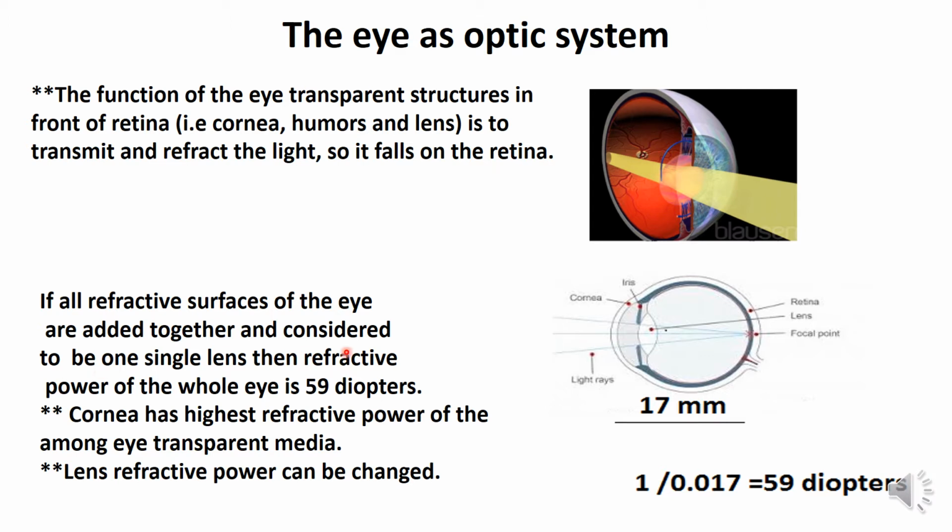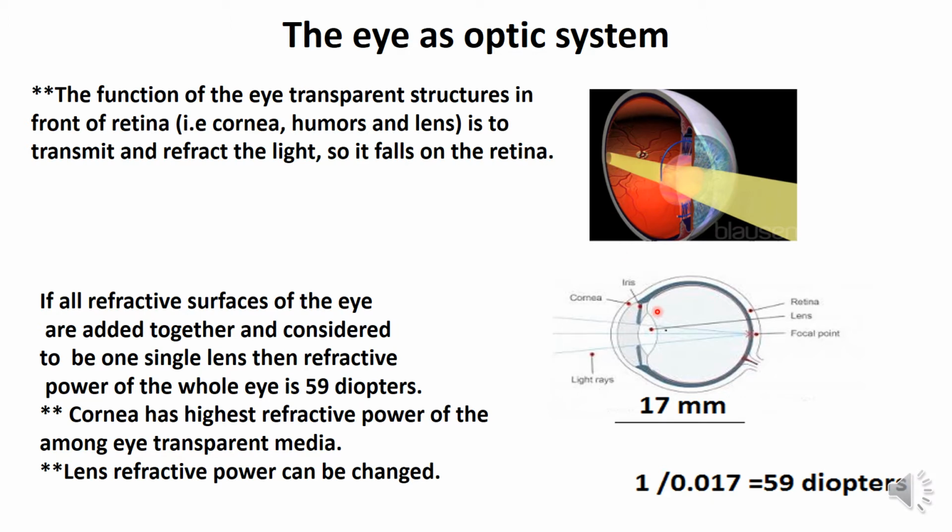This slide is about the eye as an optic system. We have seen that we have 4 transparent media, and all these transparent media can transmit the light, and at the same time they can refract the light, and this refracted light must fall on the retina in order to see the object correctly.